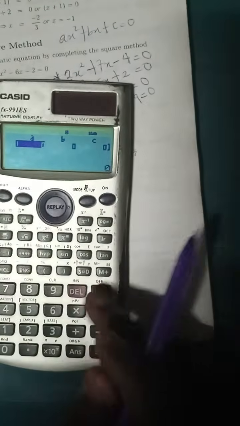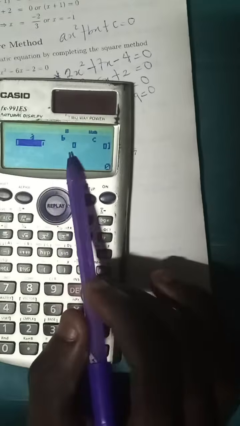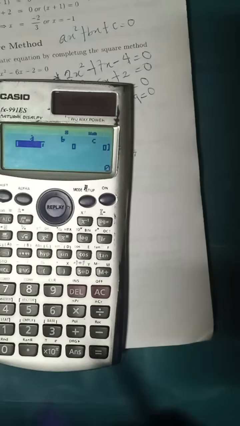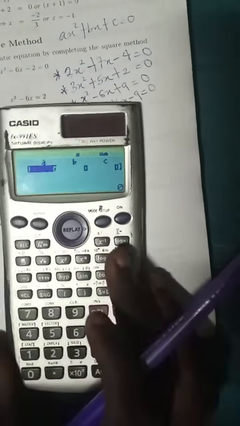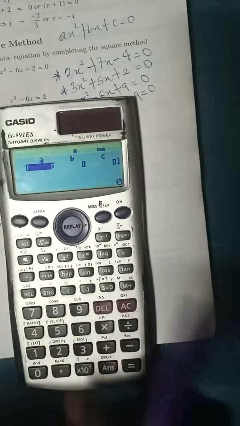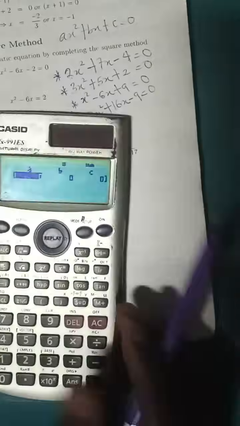All right, so let's go to the next one, which is 3x squared. So you can see when you click on AC, it will not clear. Can you see now? You still have it in your quadratic mode. It won't leave that mode. All right, it will still be on quadratic mode. So it will help you to solve several questions on quadratic directly.